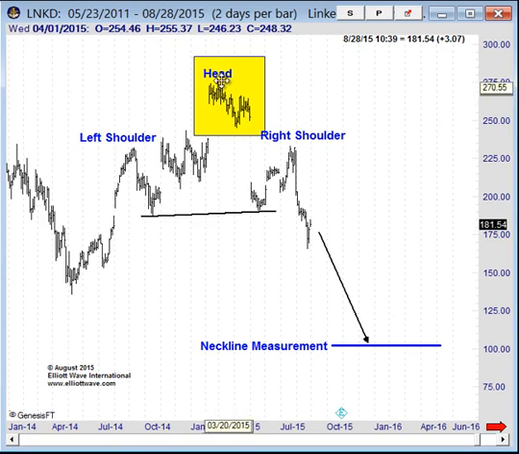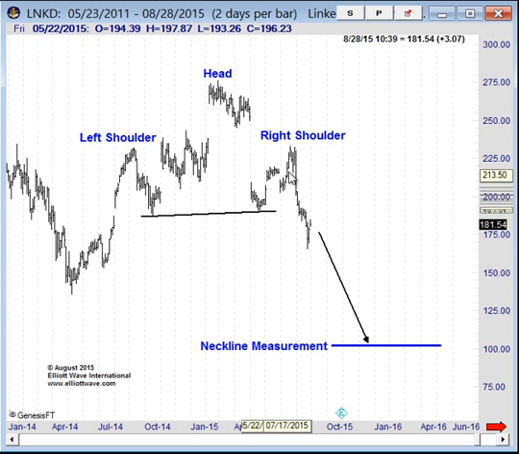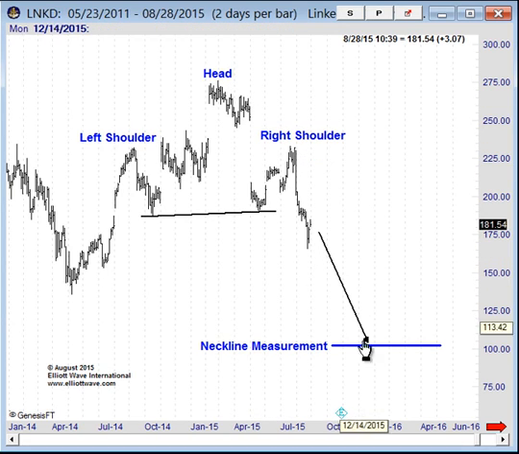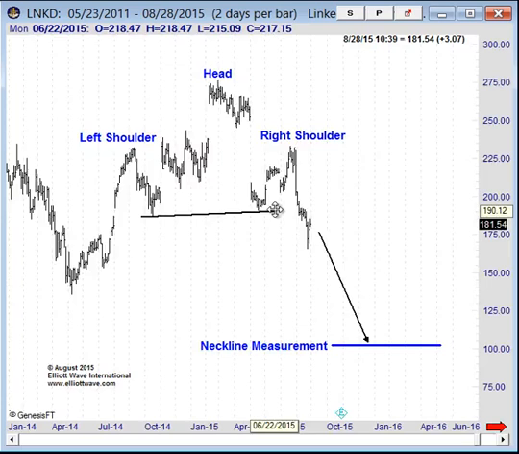Here's our left shoulder, here's our head. That's our island reversal. Here's our right shoulder. Notice the right shoulder travels approximately the equal distance of the depth of the decline that we saw here. So this distance here is approximately the same distance we saw over here. Also, I like the balance of time between the left shoulder, the head and the right shoulder. The neckline measurement comes down to about $100 a share.